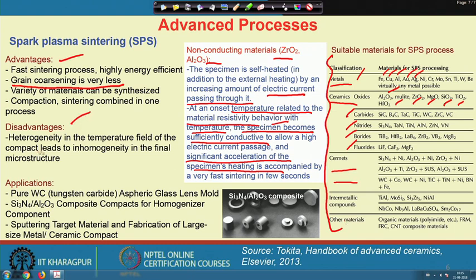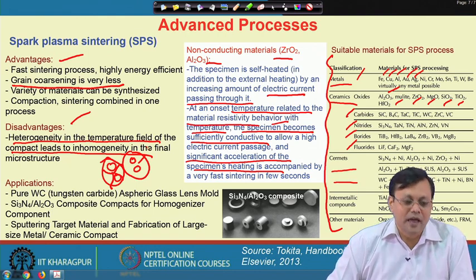The disadvantage is that heterogeneity in the temperature field of the compaction leads to inhomogeneity in the microstructure. It basically says that in some regions of the particles there is plasma, and the localized temperature field may be different in this region than in that region. So, I may have a larger grain size in one localized region and a finer grain size in another region. This is a microstructural inhomogeneity, a small disadvantage we have to accept.